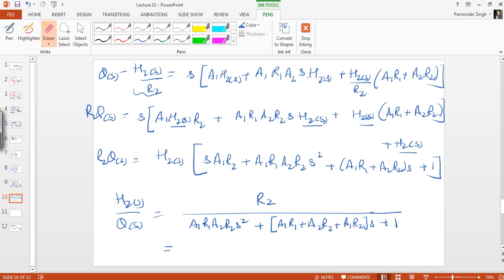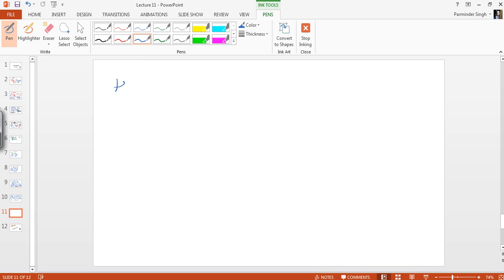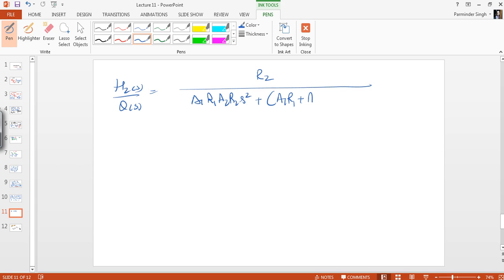Okay, I'm going to take it on the other side, on the page. Now let me write it on the next page. So finally we have H2S upon QS as R2 upon A1 R1 A2 R2 S square plus A1 R1 plus A2 R2 plus A1 R2 S plus 1.